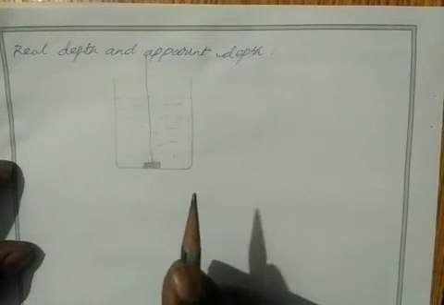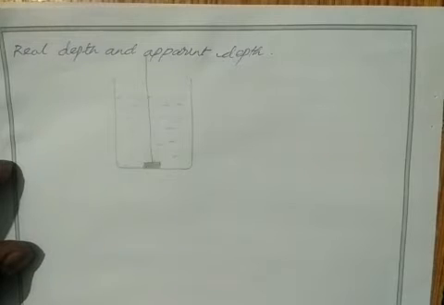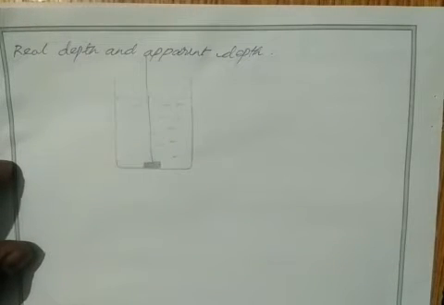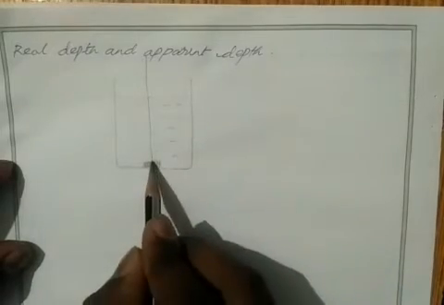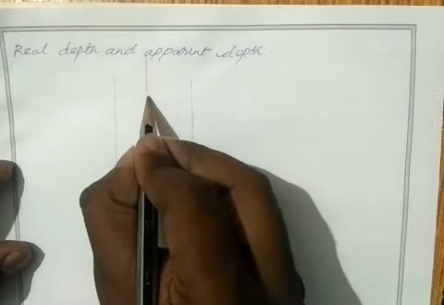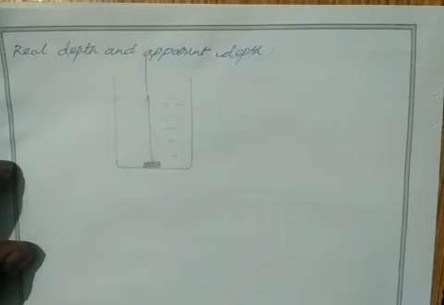Clear? So remember those two conditions. When no refraction takes place, the first condition is when the light falls normally, or the light coincides with the normal line of the object, then there is no refraction. So here no refraction takes place. Okay, so light goes in a straight line.